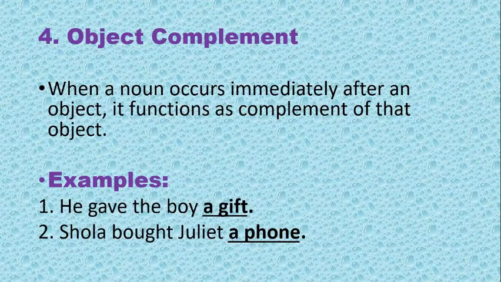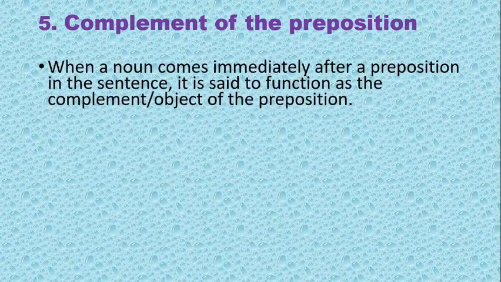To have an object complement, it means there must be two objects in that sentence. If it is only one object, then it will be the object of the verb or the object of the sentence.